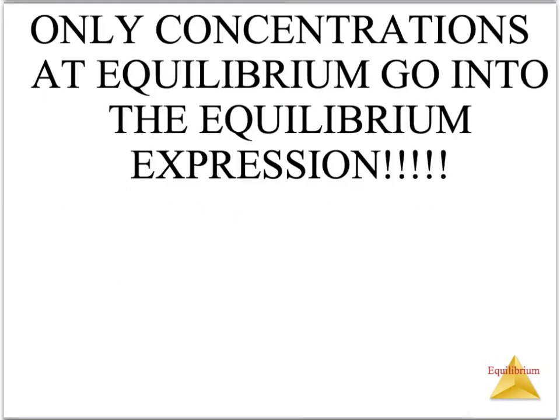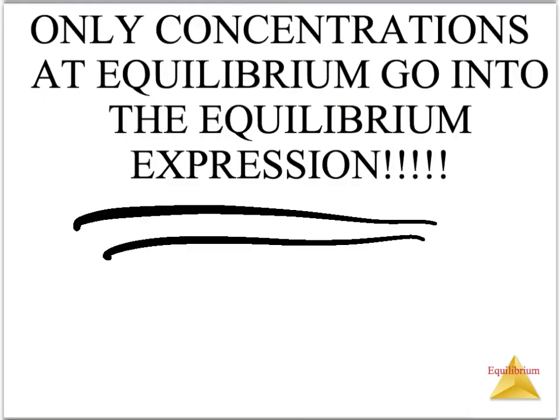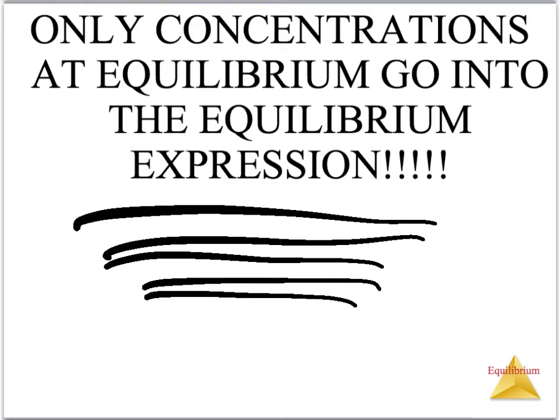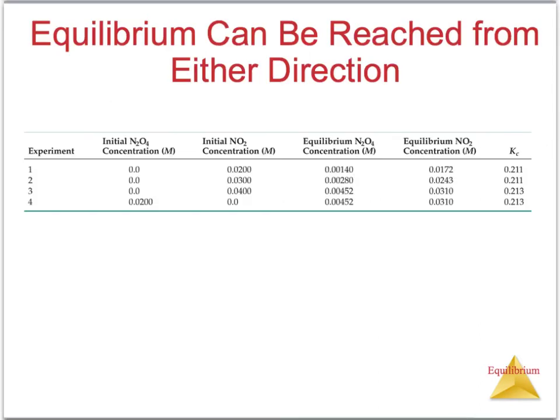Now again, not trying to repeat myself, but only concentrations at equilibrium can go into the equilibrium expression. So if you have initial values, they can't go into the equilibrium expression, only equilibrium concentrations. Really, really important. So where do those values come from? Where do those concentrations come from?